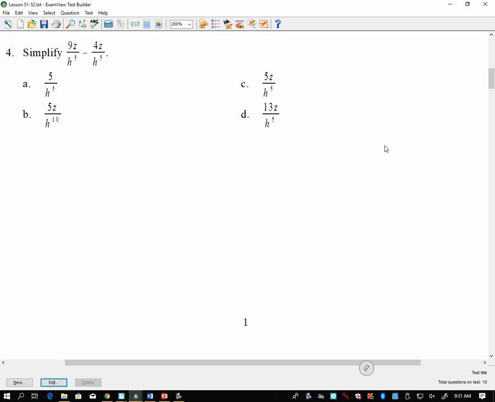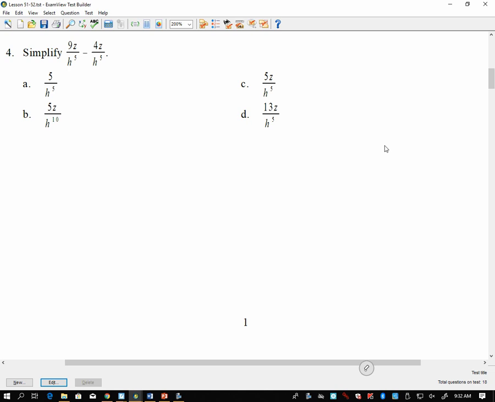We have 9z over h to the 5th minus 4z over h to the 5th. Okay, what are these two things? I'm not trying to ask you a complicated question. It's a really simple question, so don't overcomplicate it. It's something that we should know. It's kind of obvious, but maybe so obvious we don't see it. What are those two things? They're fractions. What do I want to do with those two fractions? Subtract them. What do I have to have in order to subtract two fractions? Do I have common denominators? Yes. So can I subtract them?